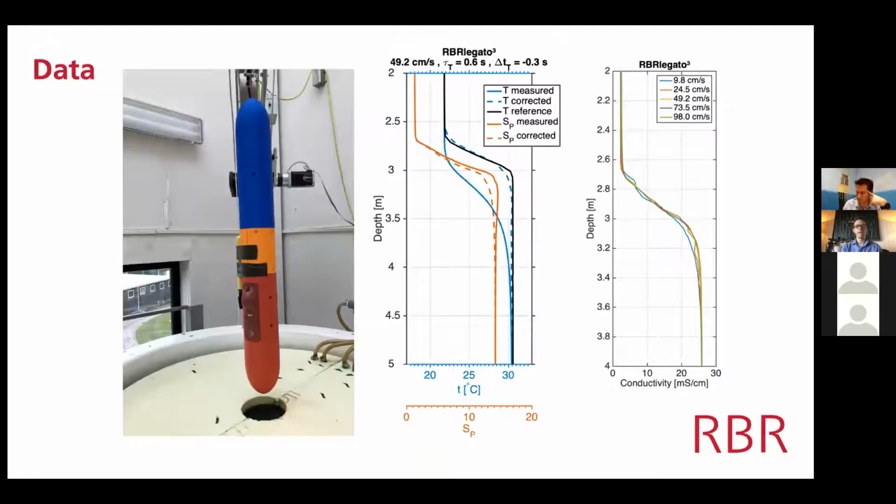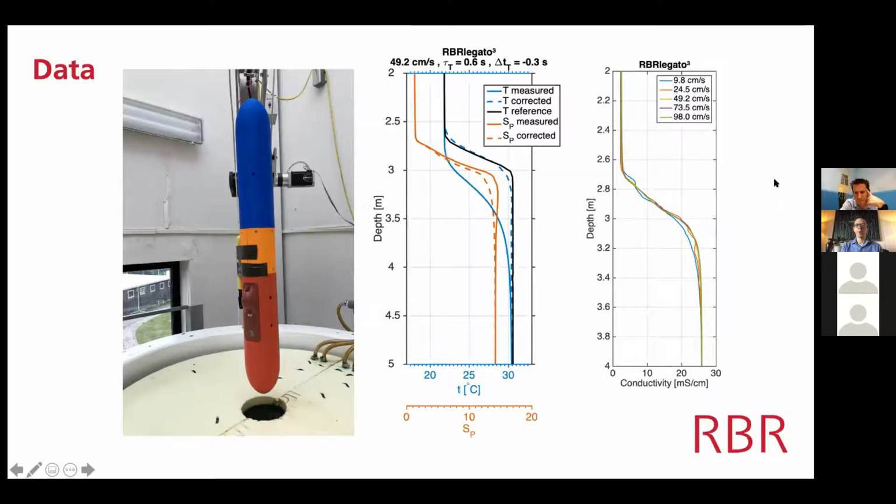And we have done a number of tests as well at the double diffusive tank, again at Woods Hole, Ray Schmidt's double diffusive tank there. And you can see there is a pretty strong gradient at about 3 meters depth for both temperature and salinity. And we have done this study on a number of units at different speeds.